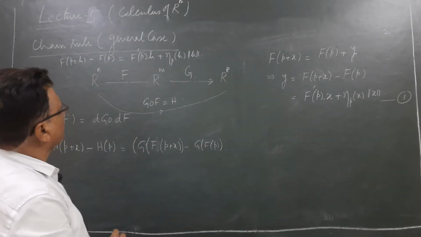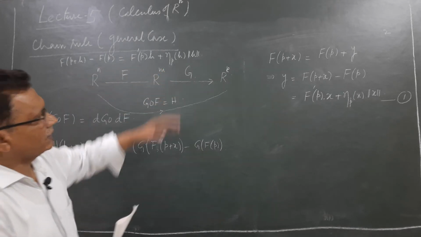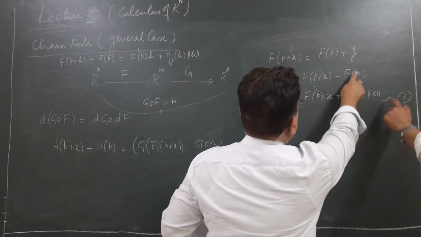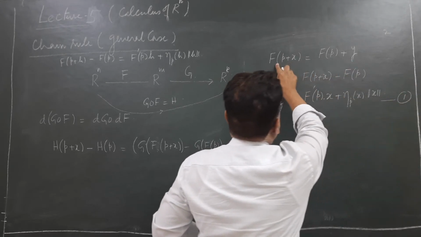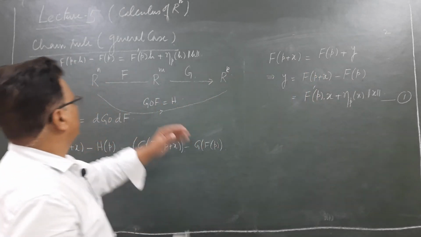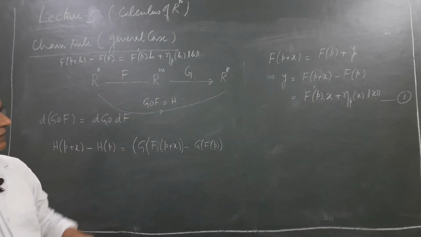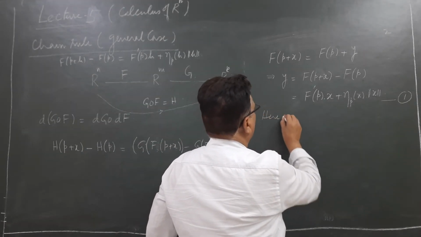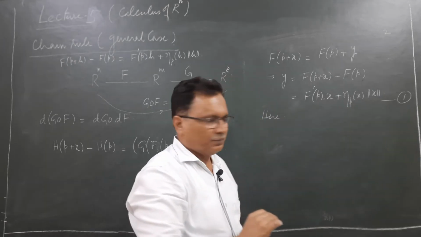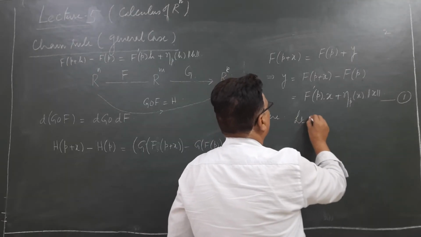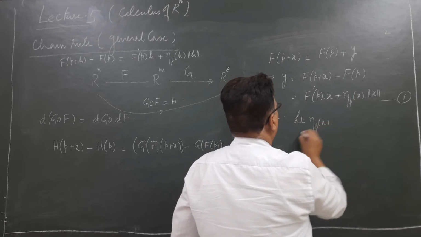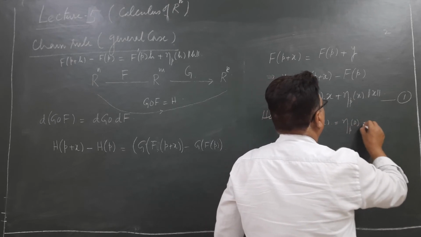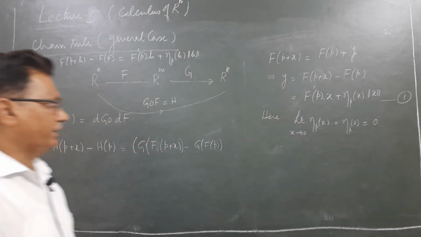Here eta p is continuous at 0, which means the limit of eta p as x tends to 0 is equal to eta p at 0, which is 0. This should be kept in mind.